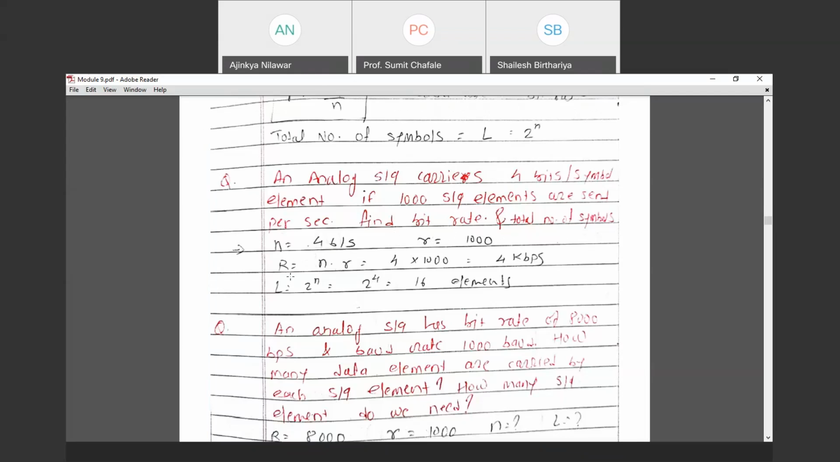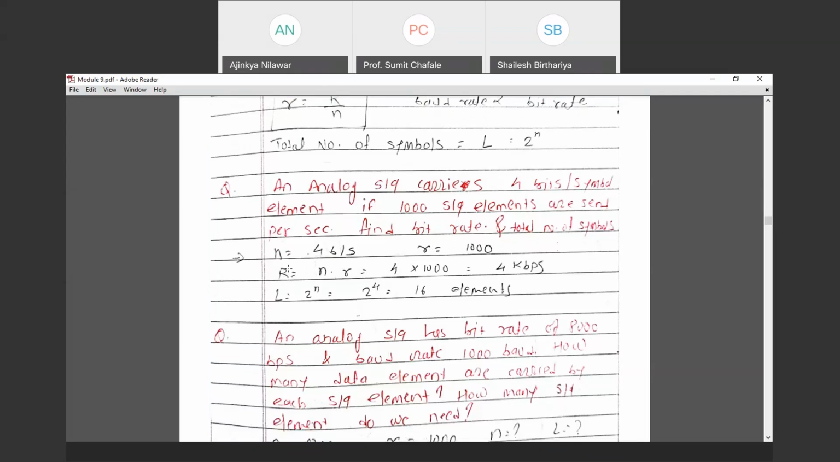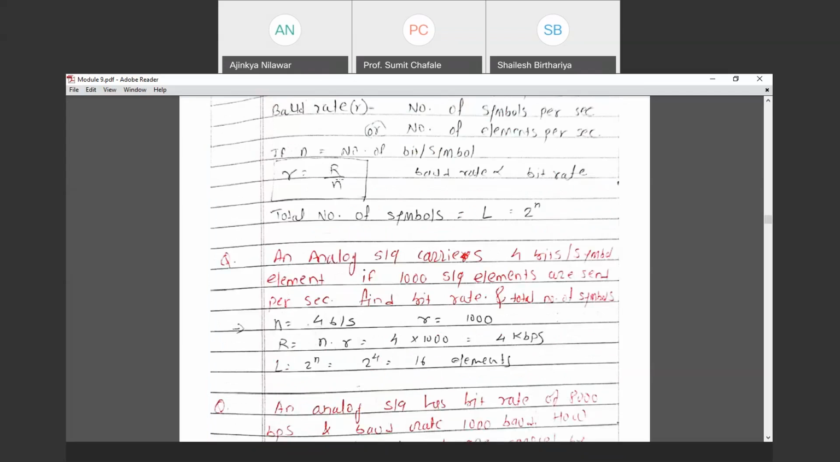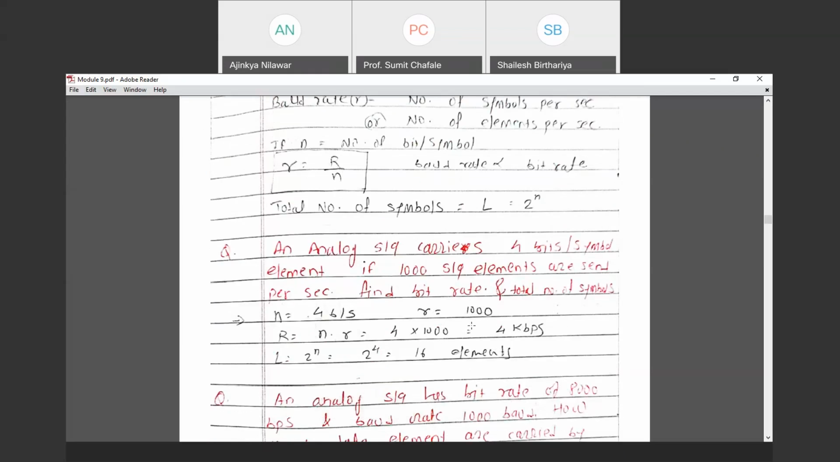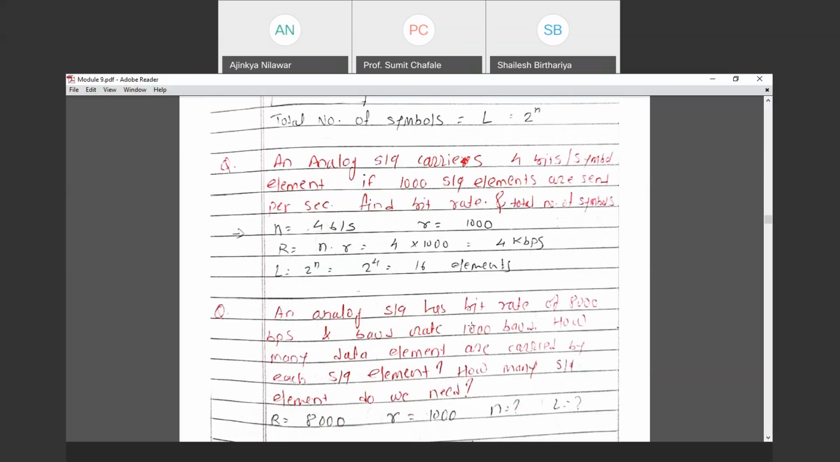So what is the bit rate? Use this formula, small r is equal to capital R by n. Bit rate, capital R, is small r multiplied by n. Here your answer is 4 kbps. So bit rate is 4 kbps and baud rate is 1 kbps. This is how the question will be framed. So there is a difference between bit rate and baud rate, and from this you can understand it.